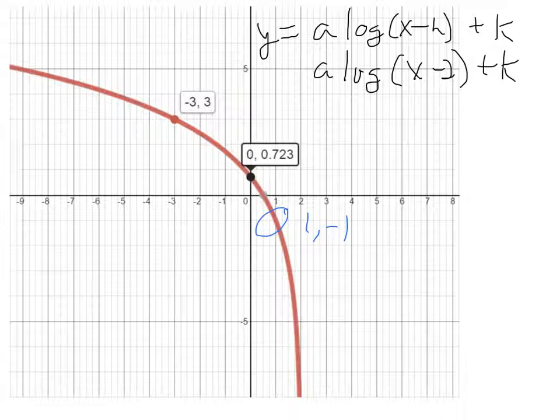Now I don't know about the vertical stretch, but I do see a vertical shift, and I see this point here, 1, -1. Oh, the other thing I'm noticing here as I'm talking, that instead of heading off this way, it's been reflected around the y-axis. So that tells me I should stick a negative inside here.